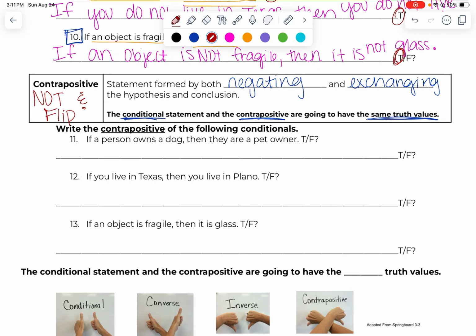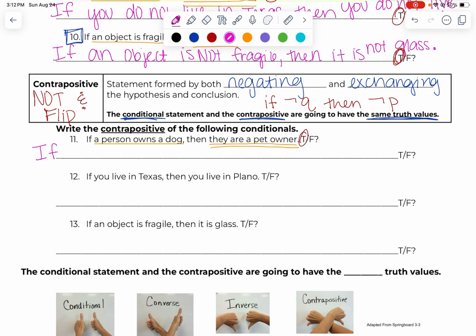So we have our same 3 sentences. So we're going to underline our hypothesis and our conclusion. And we already know that this statement is true. So now we have to flip and put the word not. So let's go ahead and write our statement. It's if not Q, so not the conclusion, then not P, not the hypothesis.